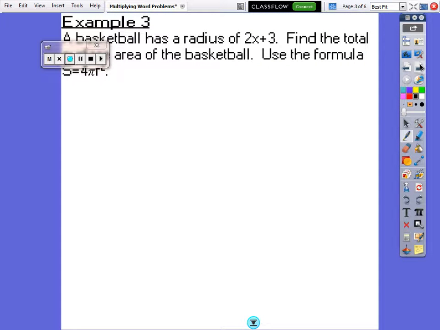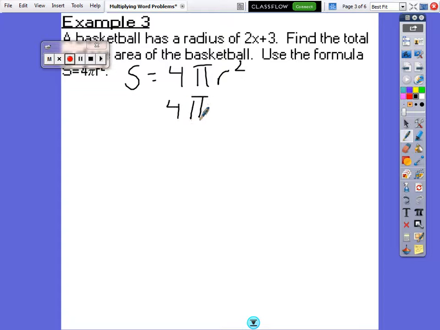The next situation says a basketball has a radius of 2x plus 3. Find the total surface area of the basketball. Use the formula S equals 4 pi r squared. In order to use this formula, I need to know what my radius is. R in this formula stands for my radius. So I'm going to plug my radius in.